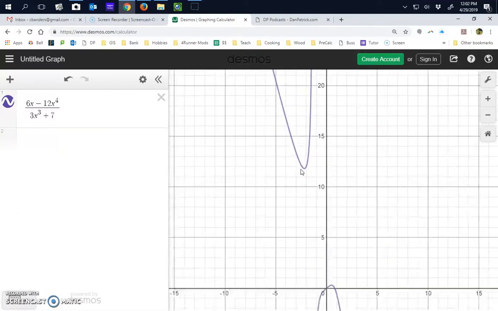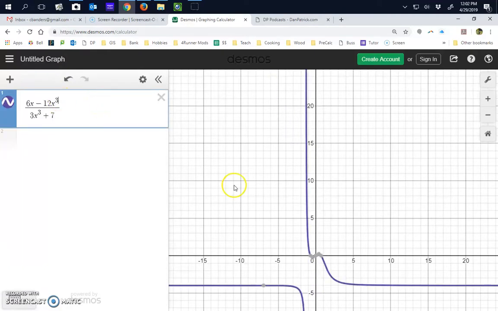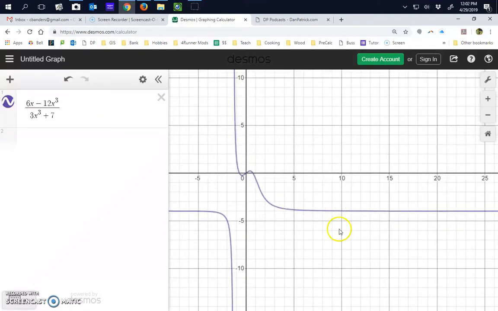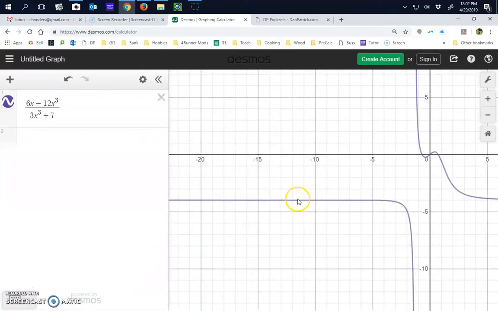And if we go to 3, we'll have an asymptote at, should be -4, because -12 over 3 would be -4. And here we go, -4, 3.999999. And going this way, 3.99999, just negative. So -4 will be the horizontal asymptote here.